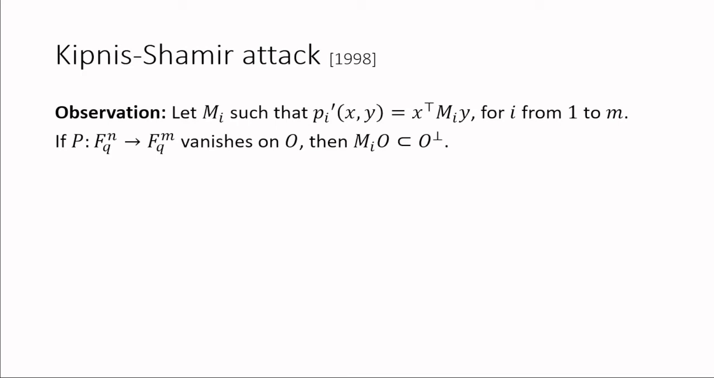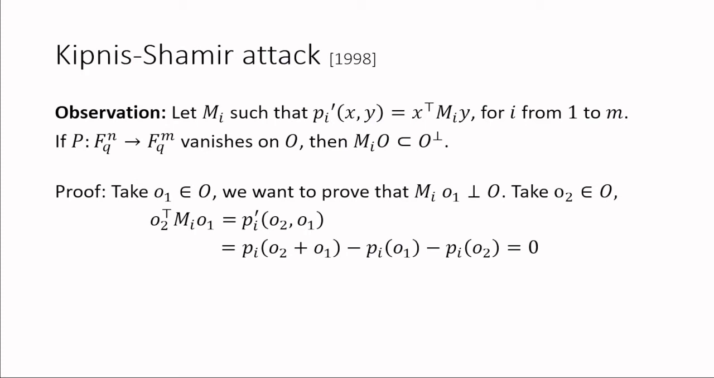Well, the attack is based on this observation. So remember this polar form. This gave us a lot of symmetric bilinear maps. So of course we can represent these with a symmetric matrix. So for each component of our polar form, we get the matrix Mi, such that Pi of x, y is equal to x transpose times Mi times y. And the observation is that if our map P vanishes on some space O, then this matrix Mi sends O into its own complement. So Mi O is orthogonal to O.